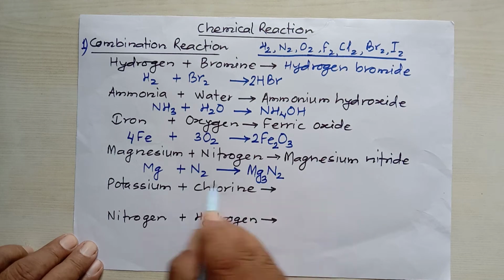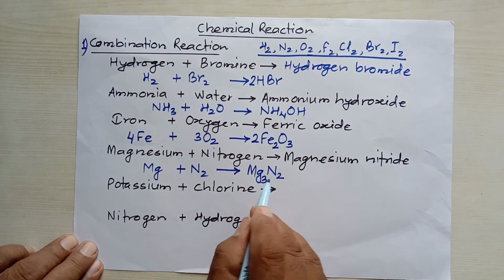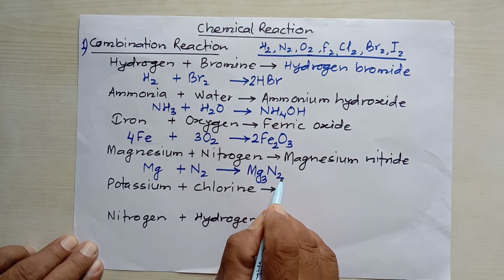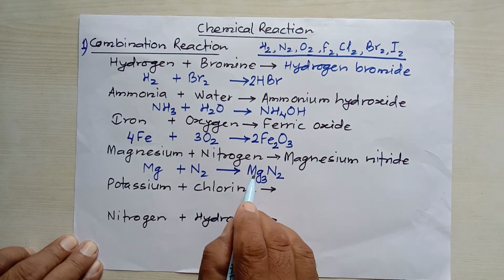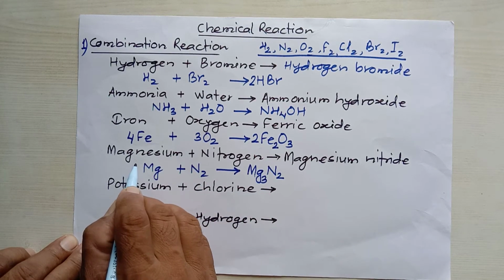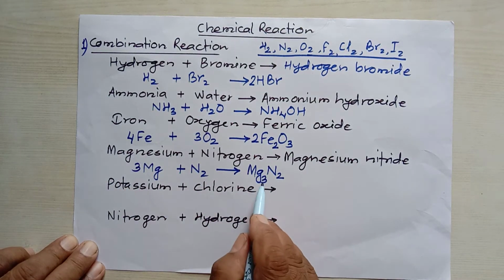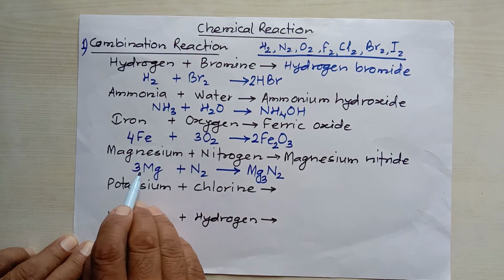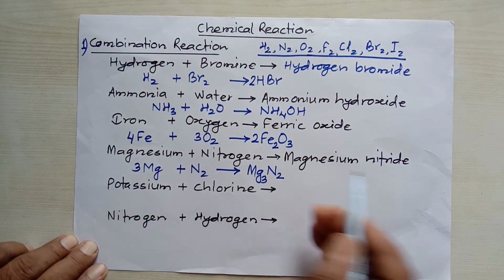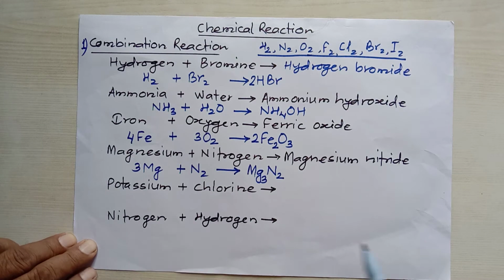Now this equation is not balanced. We are going to take it from this side. Nitrogen 2, okay. Magnesium 3, here 1. That's why if we take 3 here, and 1 here, then both are balanced, magnesium and nitrogen.